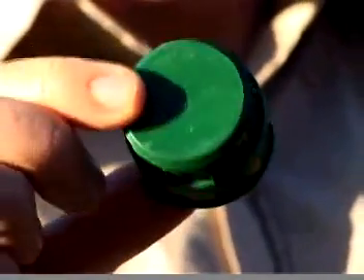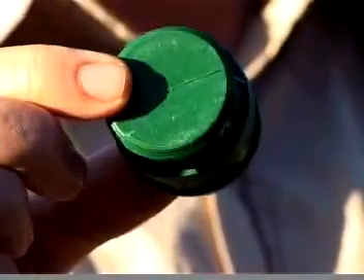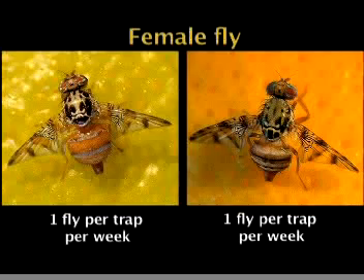Quest lure-loaded traps catch predominantly females. The threshold here is the same for both Mediterranean and Natal fruit fly, and it is 1 fruit fly per trap per week.